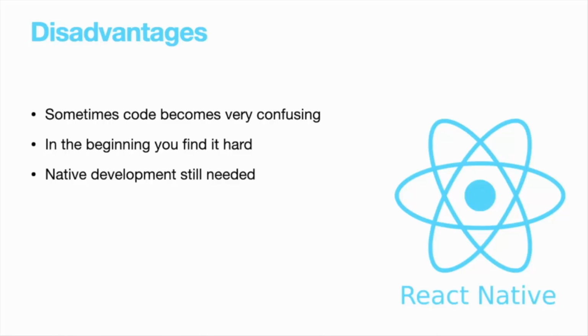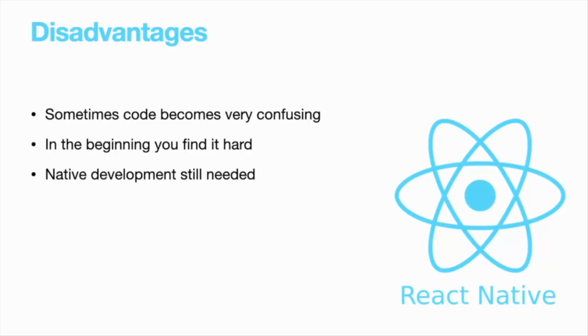There are some disadvantages also. Sometimes code becomes very confusing, especially if you are coming from native development. If you used to code in Android Studio or Xcode, and if your app is very big and complex, then sometimes code becomes very confusing. And for beginners, it seems a little bit hard because we use JavaScript for development, and you have to create all the components by yourself from scratch.